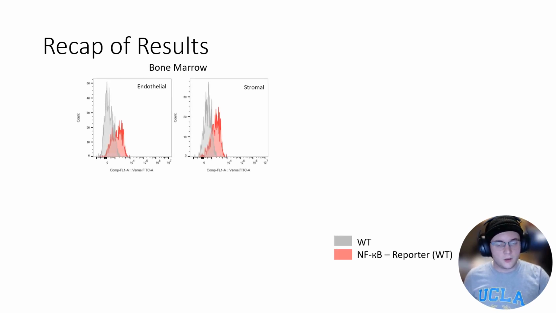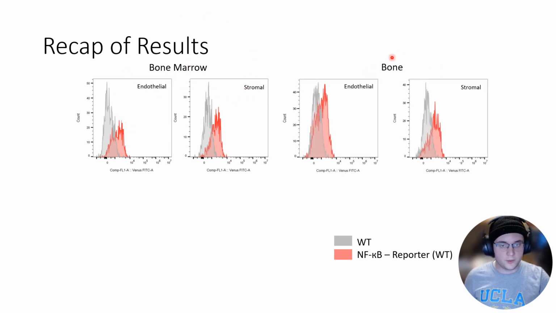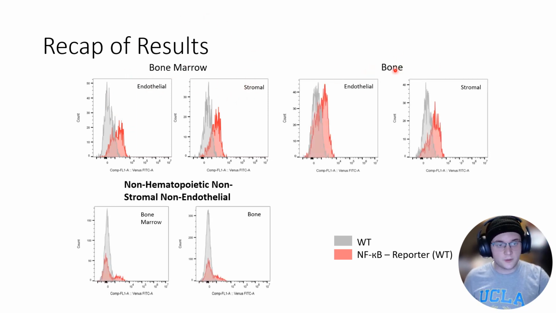So let's quickly take a second to recap our results. First off, we were able to find endothelial and stromal cells within the bone marrow and bone itself. Not only that, but we saw that these endothelial and stromal cells actually express NF-kappa B over their baseline. And not only that, but these are the only cell types outside of hematopoietic cells themselves that express NF-kappa B. Now this will lead us to our future steps.